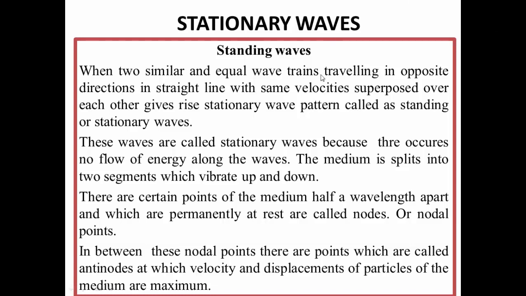Friends, we have completed chapter first of waves, and now we start today the chapter second, stationary waves. We define firstly a standing wave. In a standing wave, when two similar and equal wave trains traveling in opposite directions in a straight line with the same velocities are superposed over each other, they give rise to a stationary wave pattern called a standing or stationary wave.